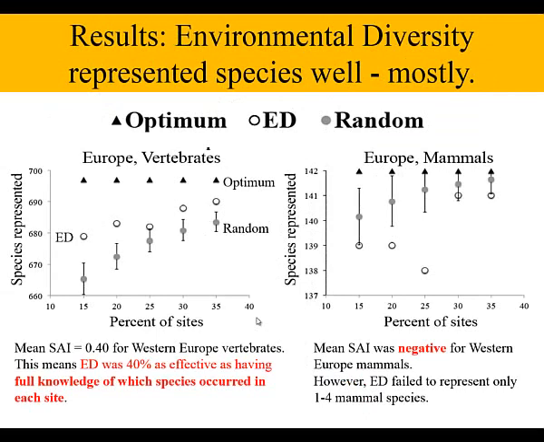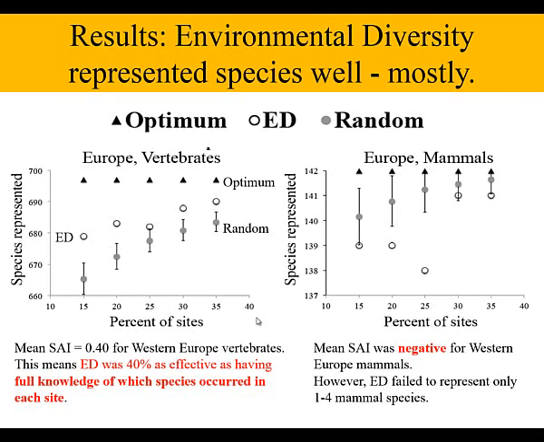And it did well. So here's one for the European vertebrates, the same data set that failed so miserably for Araujo et al. You'll notice that the environmental diversity is always above the 95% confidence interval for the randomly selected sites. Not as good as optimum. On average, about 40% effective. It did fail for one of the 8 data sets, and that's mammals of Europe. So here it was actually negative. It did worse than random. You'll notice it's a very small failure, but it's a failure.